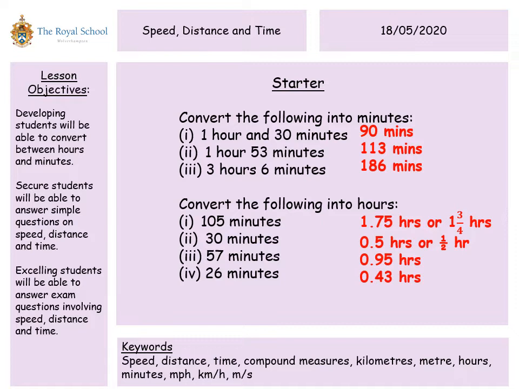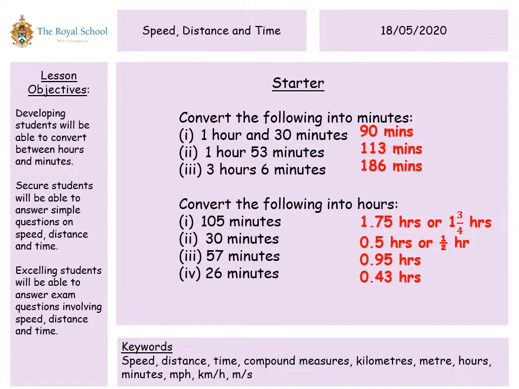So 30 minutes there, 30 divided by 60 to give us 0.5 or a half. 57 minutes, it needs to be a straight division really here, so 57 divided by 60 is going to give us 0.95, and our 26 divided by 60 would give us 0.43 hours. That's converting our time into either minutes or hours.